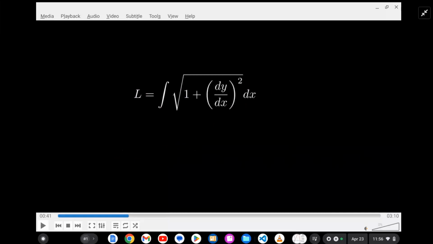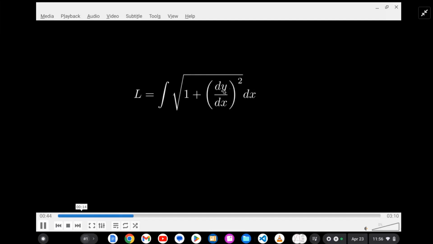If you want to see a derivation of this, which would be interesting, you might want to book a lesson. But we're just going to use it now and basically do the integration. Okay, so it comes from the distance formula.